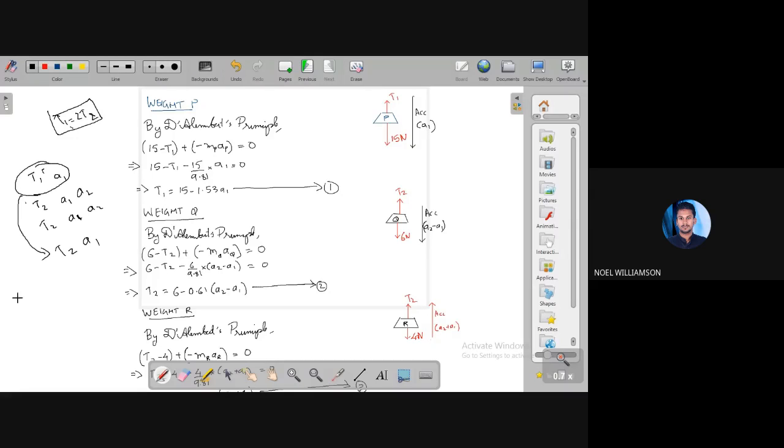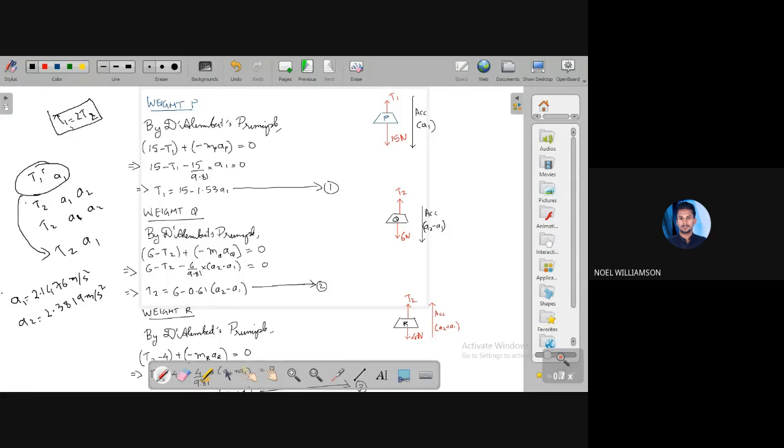A1 you will get the value as 2.1476 meter per second square, and A2 as 2.3819 meter per second square.